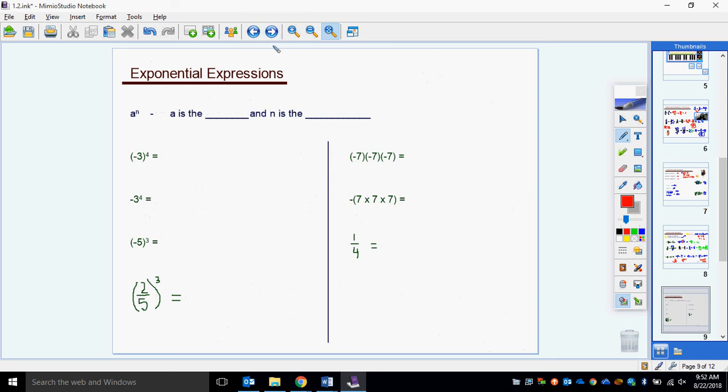Okay, exponential expressions. Here's an example of a raised to the nth power. A is going to be called the base, and n is the exponent.